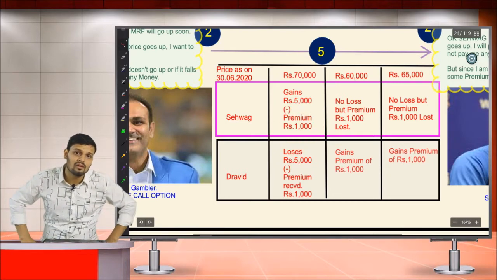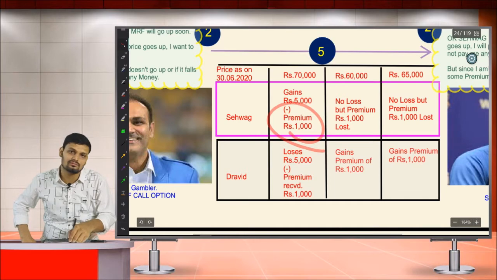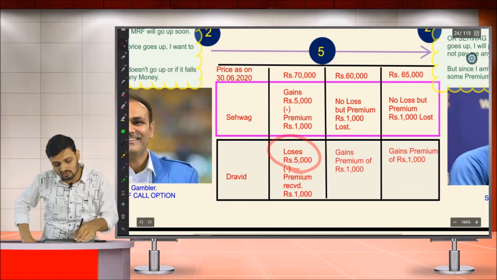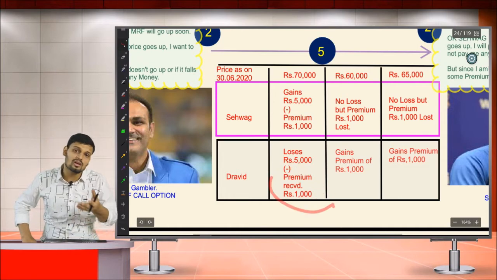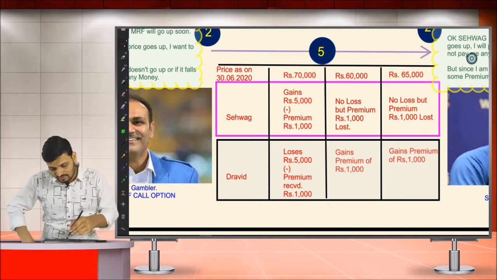premium. So on the whole, the net profit for Sehwag is not 5,000, it is going to be only 4,000. In the same way, the net loss for Dravid will not be 5,000, it will only be 4,000, because he has already received 1,000 rupees of premium, right?